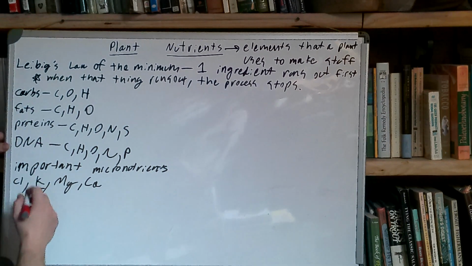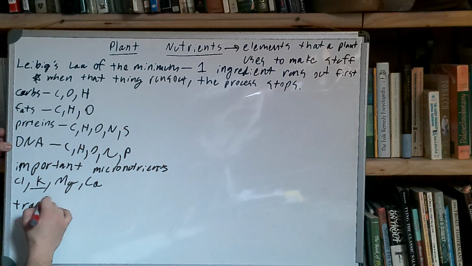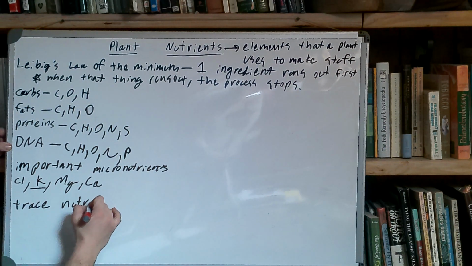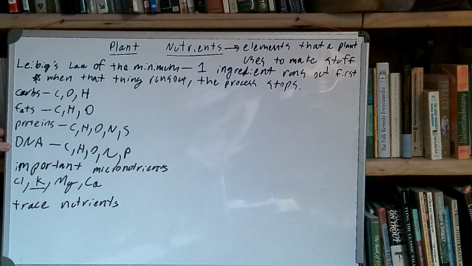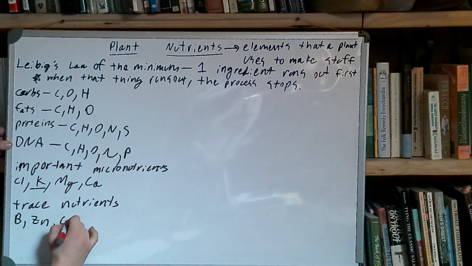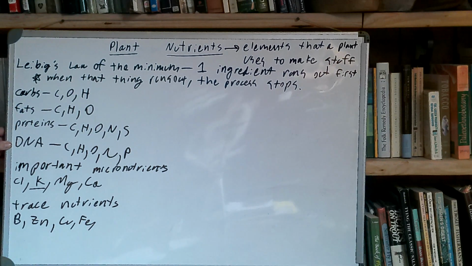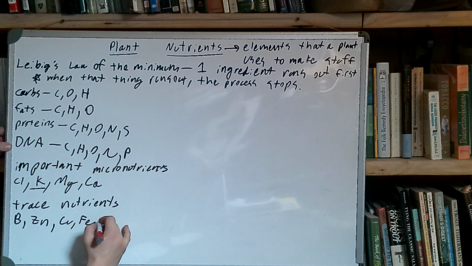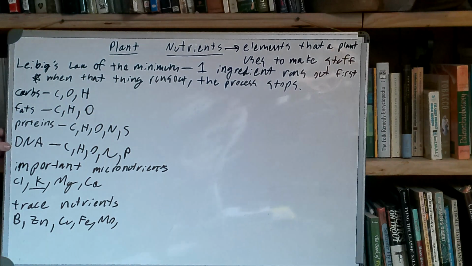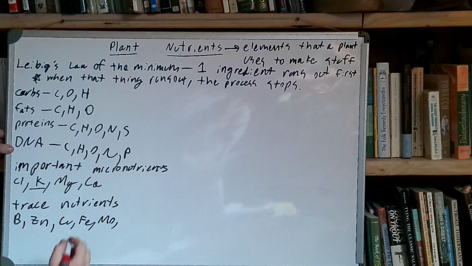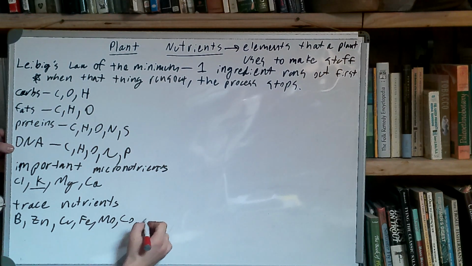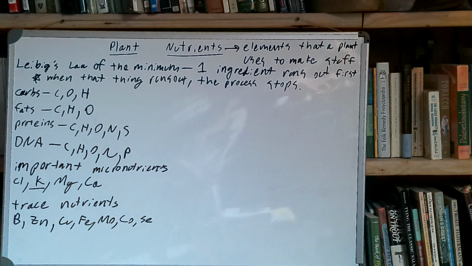The bottom tier then is trace. Okay? Your trace nutrients, boron, zinc, copper, iron, molybdenum. I'm sure I'm not missing anything. Okay, those are the most important of these. And then cobalt and selenium get some arguments. Okay? So that's the bottom tier.